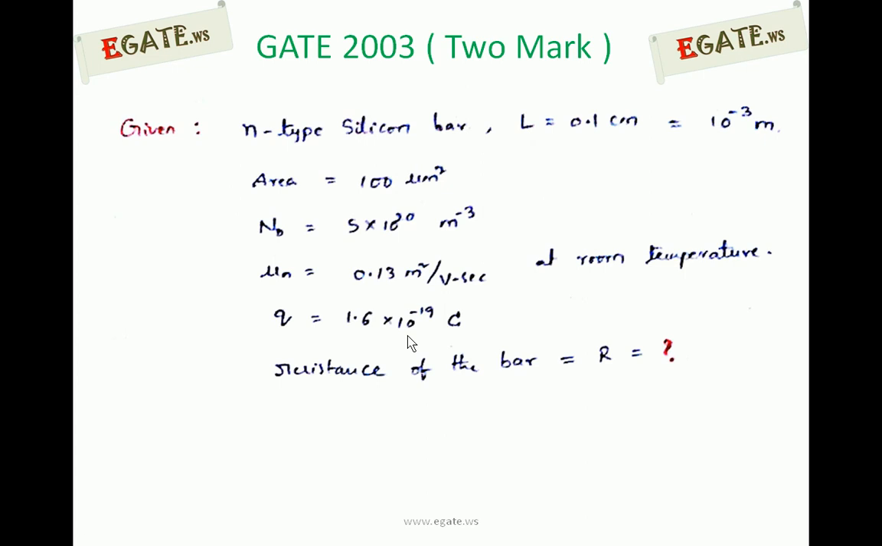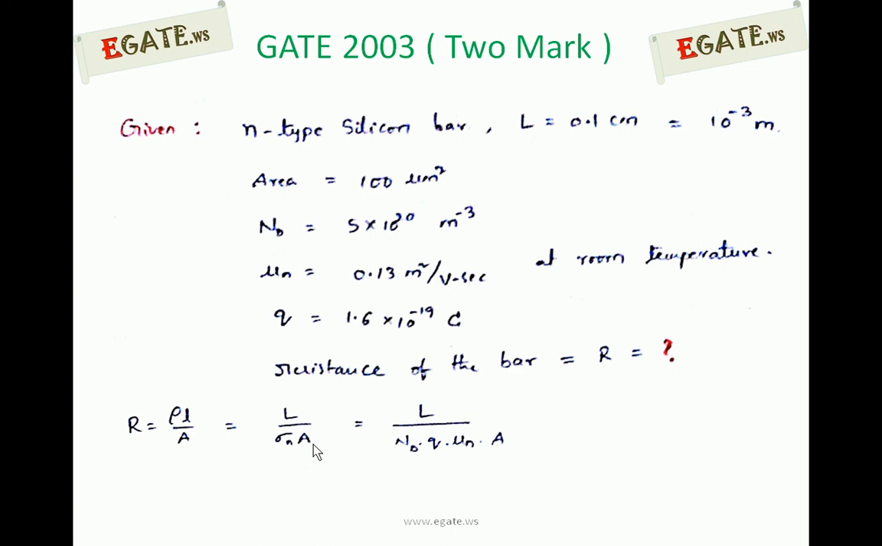We know that resistance can be calculated from rho L by A. This is the simple equation for resistance. Here rho is resistivity, and resistivity is the reciprocal of conductivity. So instead of rho we can write 1 by sigma, and the resistance becomes L by sigma into A. Since it is N-type, we give sigma the suffix N, so R equals L by sigma N into A. Sigma N is the conductivity of N-type.